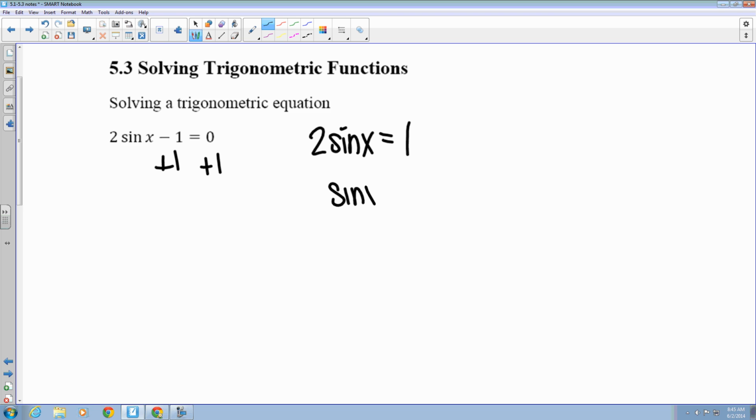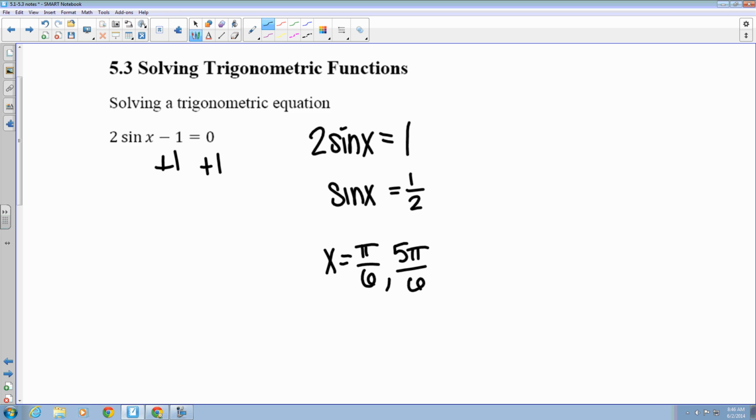Divide by 2. Okay, now essentially what we're doing is finding the inverse sine of 1/2. I think the easier way to think about that is to look at our unit circle, and we want to know where sine of x, which is the y value, is equal to 1/2. That occurs on the unit circle at pi over 6 and 5 pi over 6. So we would list those two. Those are the only places where our y value is 1/2.